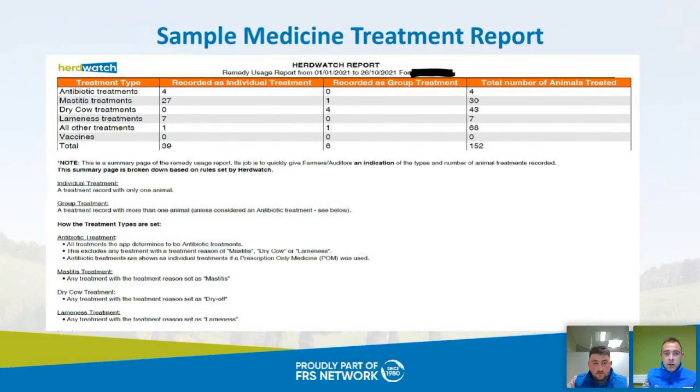Do you want to maybe take this one, Chris? With your medicine treatment report, it'll give you a breakdown of your different treatment uses, whether it be ascites treatments, dry offs, lameness, vaccines. It'll give an overview at the start of the report, and then your report will display the breakdown of every treatment done within the period that you'd selected already. Lovely stuff.